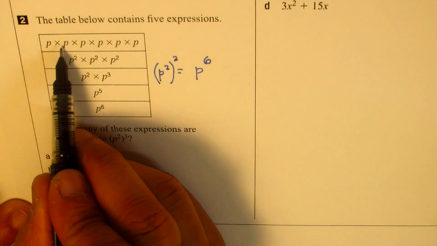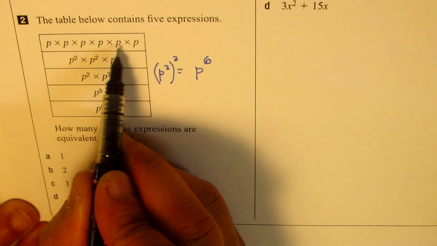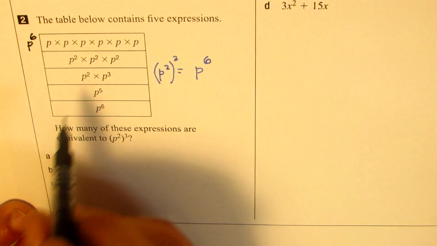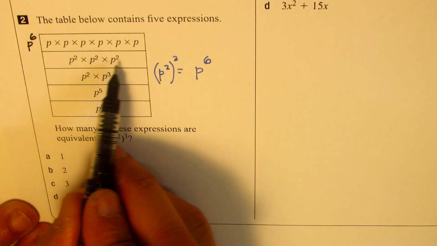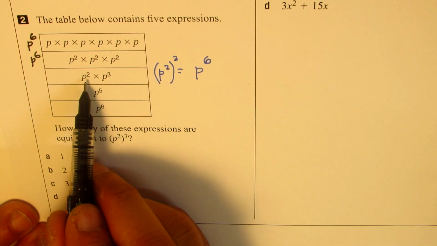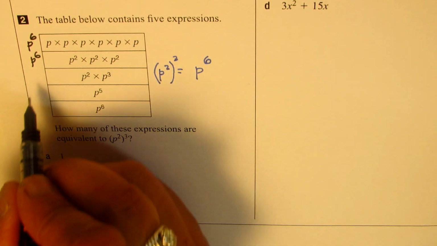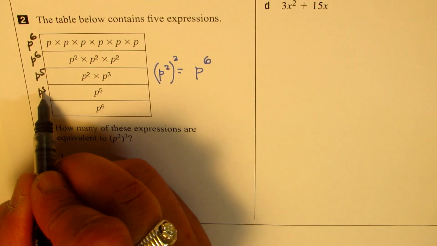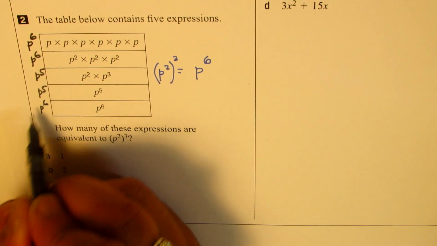In these expressions, what values are given to us? Well, when you multiply p six times, this one basically is p to the power of 6. Here, 2, 2, 2, when you add them up, you again get p to the power of 6. Here, when you add, you get 5, right? So that is not 6. This is p to the power of 5, already given. This is p to the power of 6.